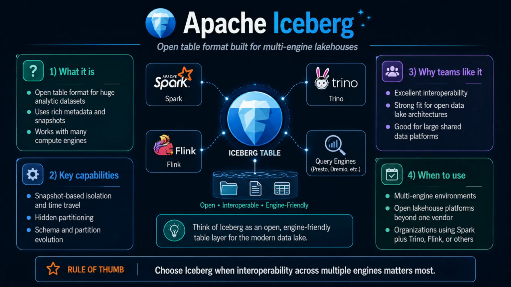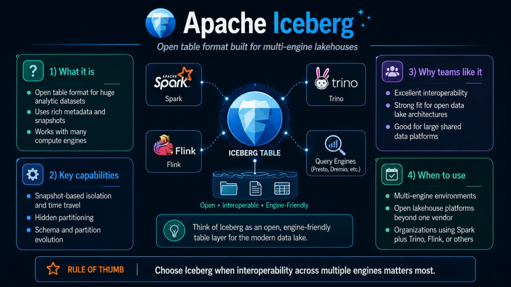This makes Iceberg very attractive for open data lake architectures where you do not want the table format to depend too much on one processing engine or one vendor. Iceberg uses rich metadata and snapshots to manage table state. It supports snapshot-based isolation and time travel. It also supports hidden partitioning. Hidden partitioning means users can query data without needing to know the exact physical partition layout. This can make tables easier and safer to use.